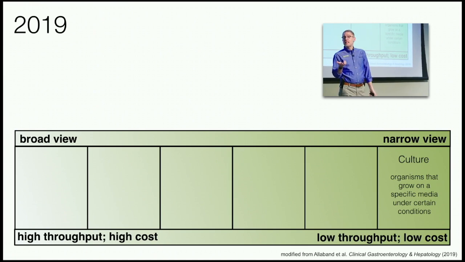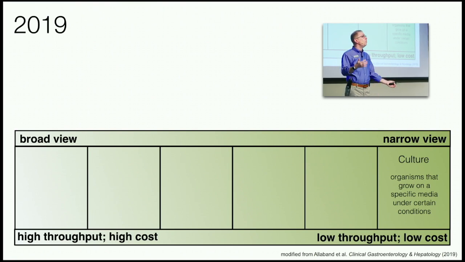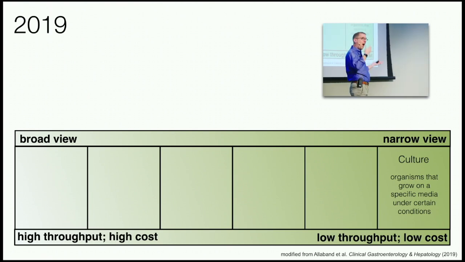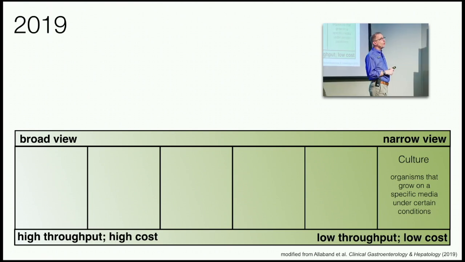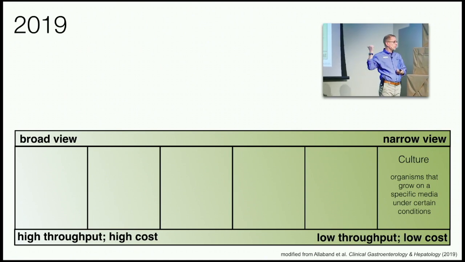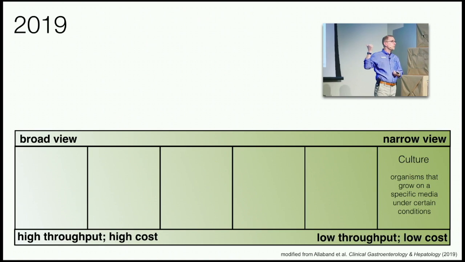Now the challenge with that is I only can define it based on a certain set of classifications. What's its shape? How big is it? Does it grow on this? Does it move or not? What does it look like under the microscope? And somewhere around 5 to 7% of all the bacteria, it's estimated, actually can be cultured. So more than 90% of the bacteria you can't see through this technology. You can't do anything with.